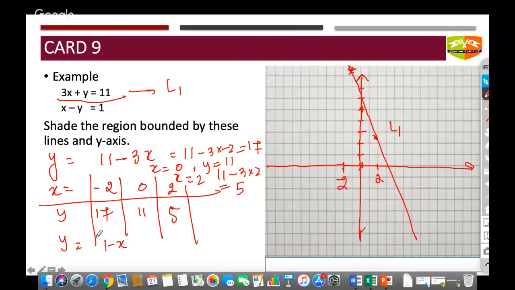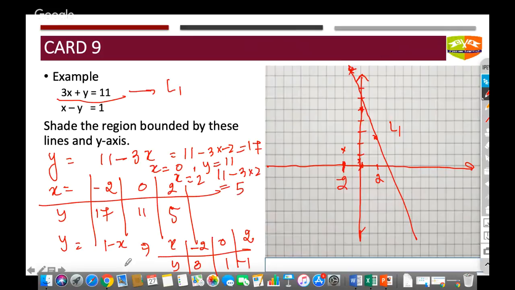Now y is equal to 1 minus x in the second case. So again I take x is equal to -2, so I get 3 here, and I take x is equal to 0, so I get 1 here, and I take x is equal to 2, so I get -1 here. So at x is equal to -2, y is equal to 3, which is somewhere like this. Now at x is equal to 0, y is equal to 1.